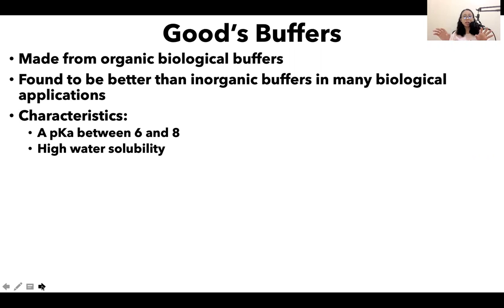Next, these molecules have very high water solubility. Some of our inorganic weak acids are quite difficult to dissolve in water. Maybe some of them need a little bit of heating so that they can completely dissolve in water. Some of them need a lot of stirring, but these Good's buffers dissolve in water easily, which means their preparation is very convenient. And we are sure that all of the components are dissolved in our solution.